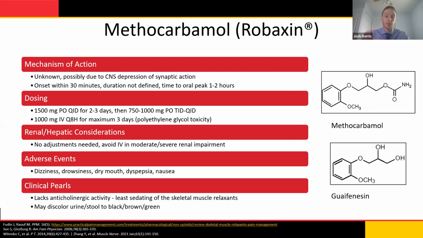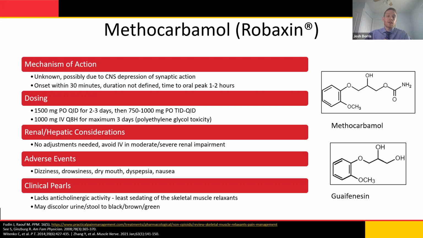Again, something really important to note is that the oral and the IV formulations have different recommended dosings. The IV formulation is supposed to be given as 1,000 milligrams IV every 8 hours for a maximum of 3 days. So don't give it 4 times a day and don't give it for more than 3 days. It's formulated with polyethylene glycol, which is the vehicle for the IV formulation. So that's why they say 3-day limit. And you have to wait at least 48 hours between 3-day stretches in order to get another 3-day regimen.